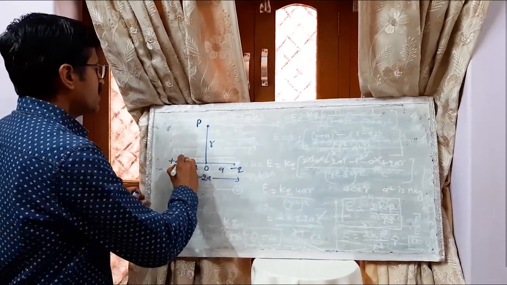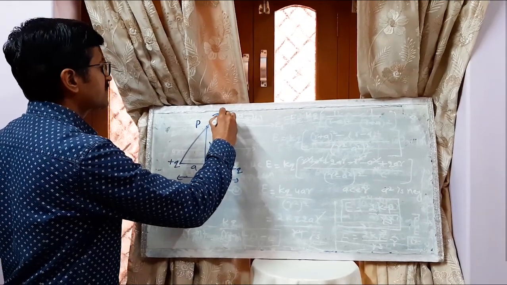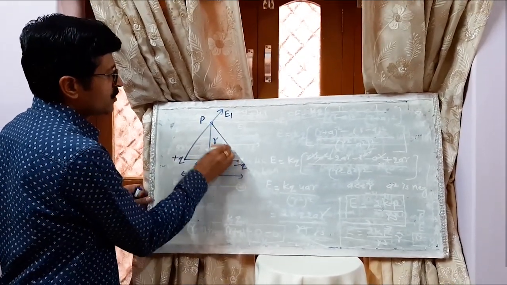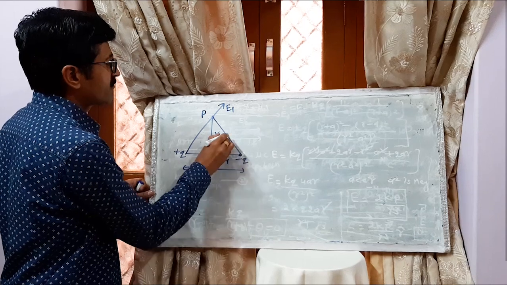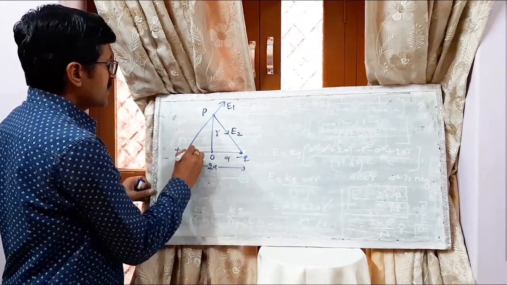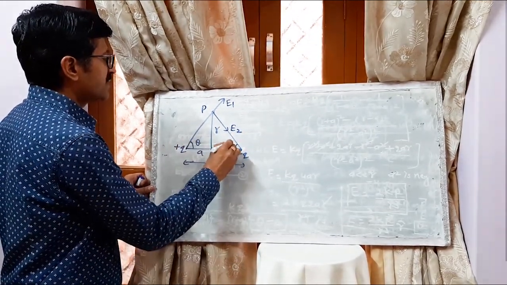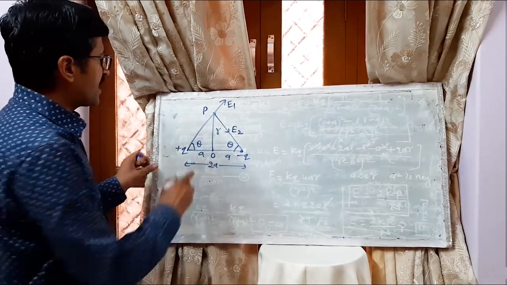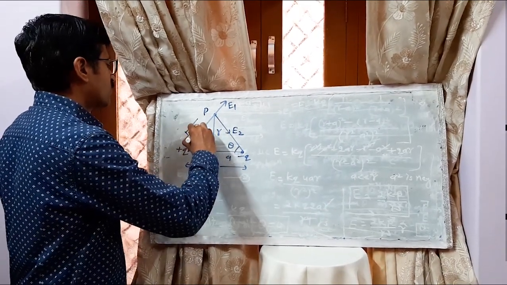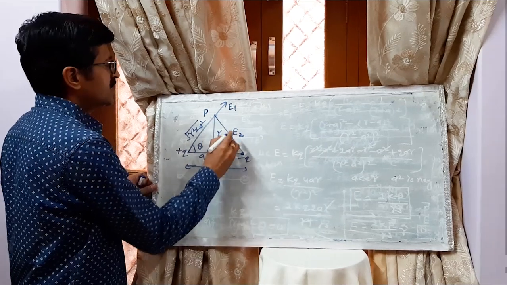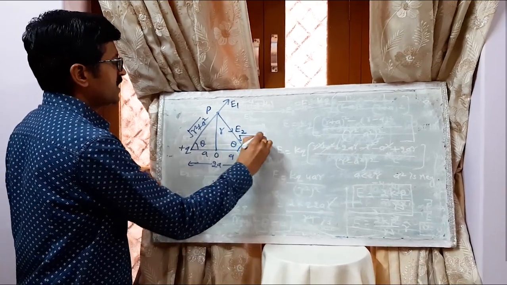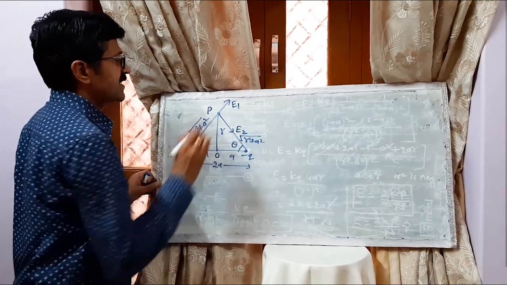This is the observation point P. Due to the plus q charge, the electric field intensity will be E1, and due to the minus q charge, the electric field intensity will be E2. This angle is supposed to be theta. Since this is r, this is a, the distance will be under root of r square plus a square. This also will be under root of r square plus a square.